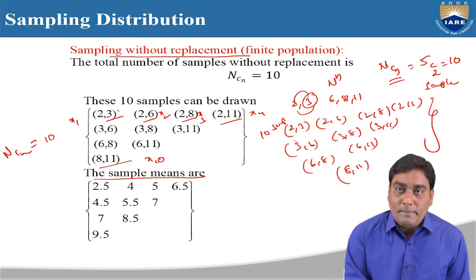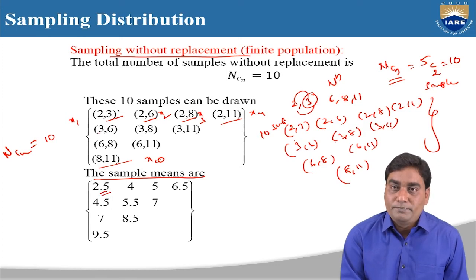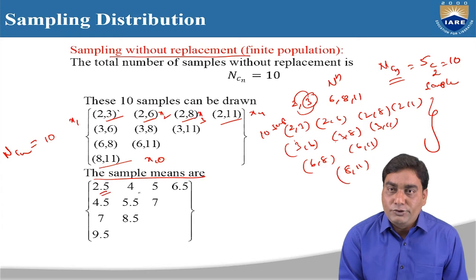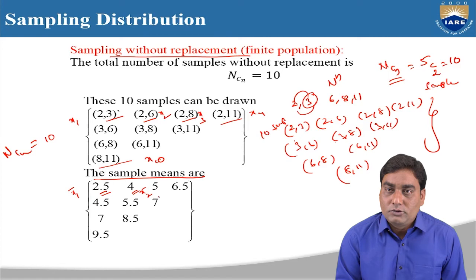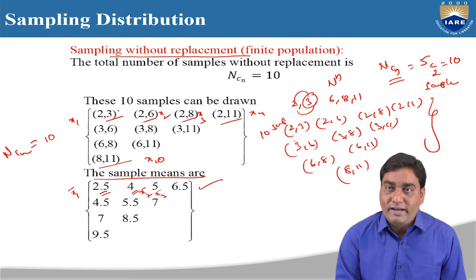The first sample 2, 3 has mean 2.5, because 2 plus 3 by 2. The 2, 6 sample mean is 2 plus 6 by 2, which is 4. The first one is X1 bar, the first sample mean; the second sample mean is X2 bar; the third sample mean is X3 bar. 8 plus 2 by 2 is 5. 11 plus 2 is 13 by 2, which is 6.5.